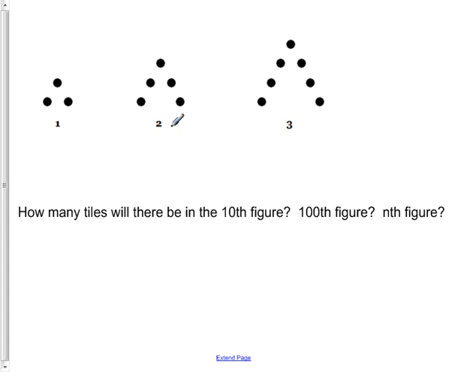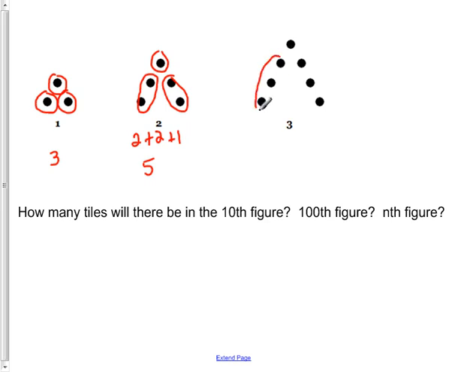So here's our pattern. Here's the first, second, and third. And so I've got 2 different ways I want to look at this, and I'll show you both ways. So the first way is, in the first one, we've got 1 on the left, 1 on the right, and then 1 sticking out here. So that's 3. Here I see 2 on the left, 2 on the right, and then 1 sticking out. So it's 2 plus 2 plus 1, which is 5. Here we got 3 on the left, 3 on the right, and 1 sticking out. So 3 plus 3 plus 1. So that's going to be 7.